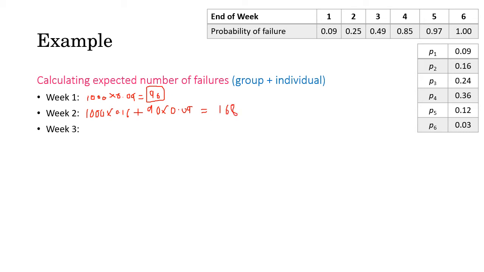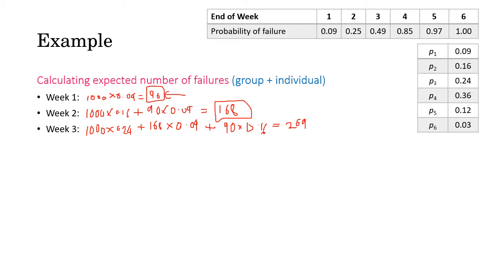Similarly, by the end of week 3, 24% of 1000 bulbs are likely to fail, and hence out of 1000 bulbs, 24% are likely to fail, plus out of these 168 bulbs that were replaced at the end of week 2, 9% of them are likely to fail. So 168 times 0.09 plus 16% of these 90 bulbs, those that were replaced by the end of week 1, are likely to fail by the end of week 3 because they have completed 2 weeks of their life, and hence 90 times 0.16. So this gives us 269. So 269 bulbs are likely to fail by the end of week 3.